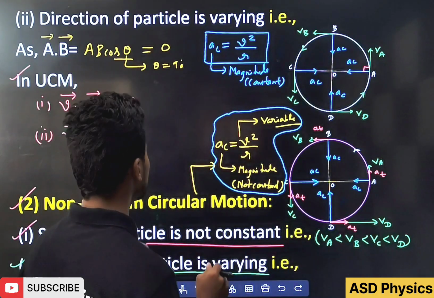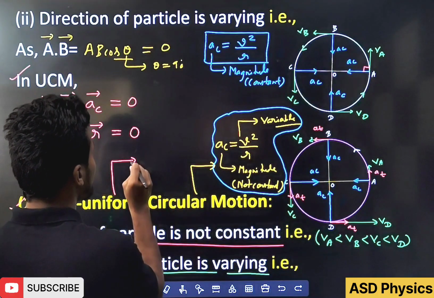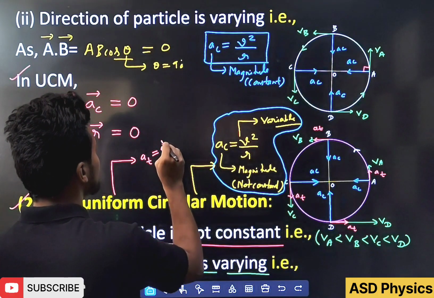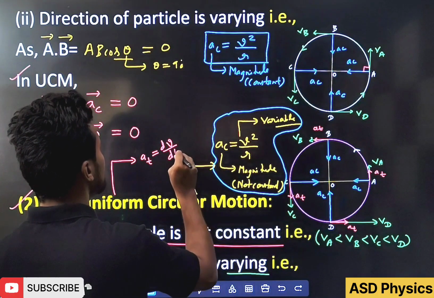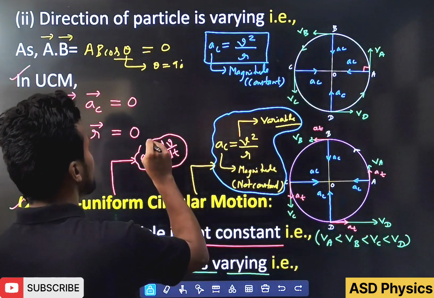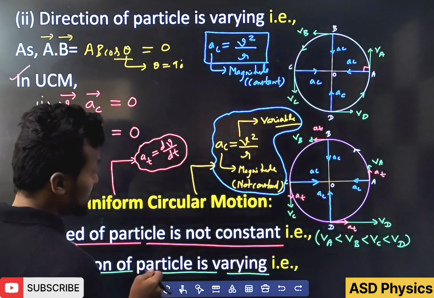And what is the value of this tangential acceleration? Remember that this tangential acceleration is given by dv by dt, for the non-uniform circular motion.